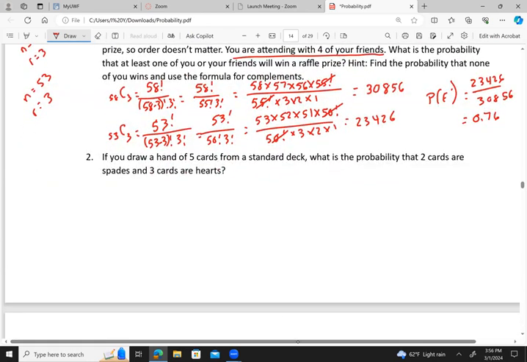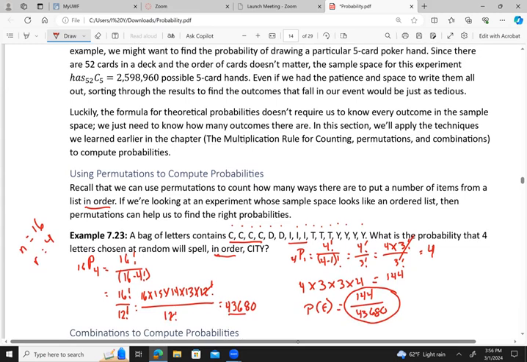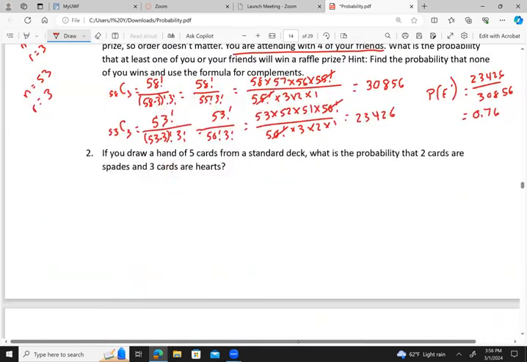Okay, if you draw a hand of 5 cards from a standard deck, what is the probability that 2 cards are spades and 3 cards are hearts? Well, going back to the beginning here, there's how many possible hands. So we don't need to necessarily do that again. Now what we need to do is find out how many ways we can get 2 spades. Make a note here, spades. We have 13 spades and we're taking 2. So n equals 13 and r equals 2.